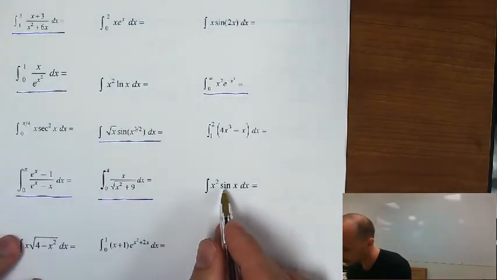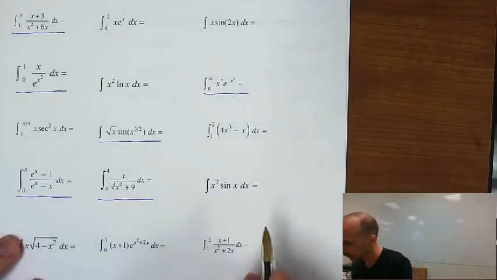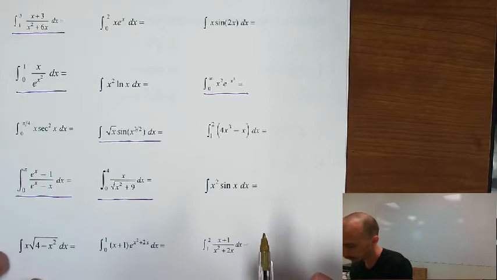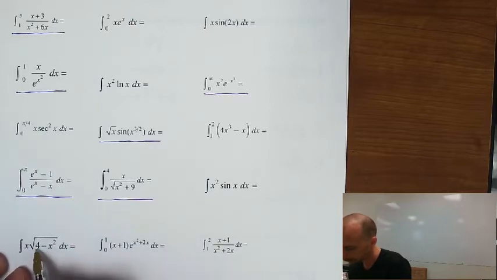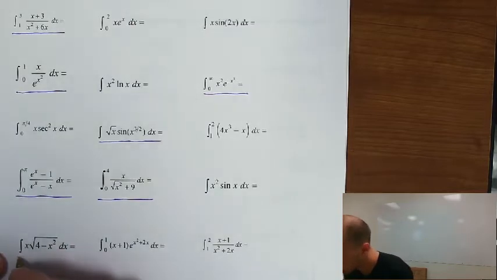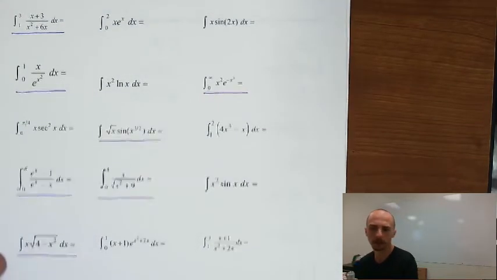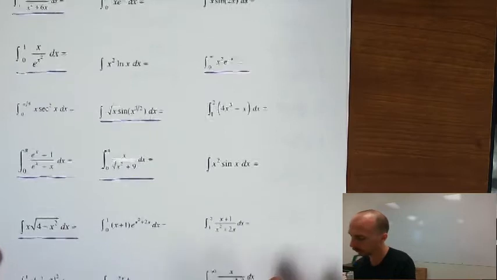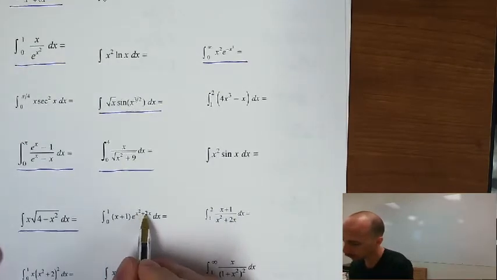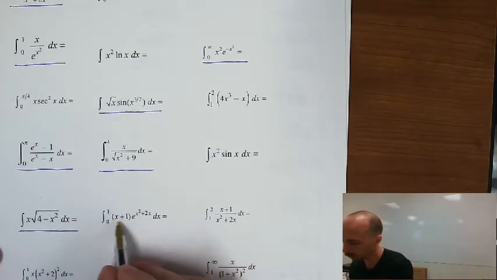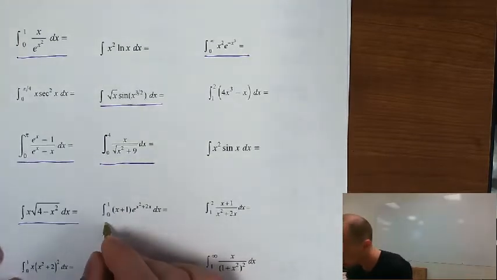Okay, x squared sine x. That's going to be UDV. Nothing is the derivative of something else. 4 minus x squared times x. There we go. That one's a lot like the one from this year's operational BC free response. The derivative of x squared plus 2x is 2x plus 2, which is proportional to x plus 1.